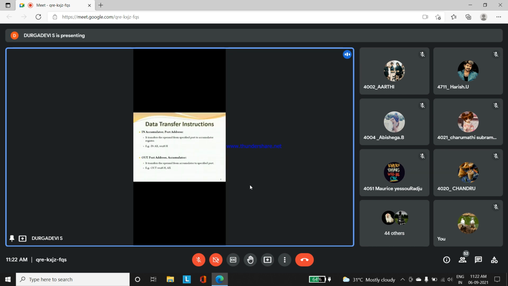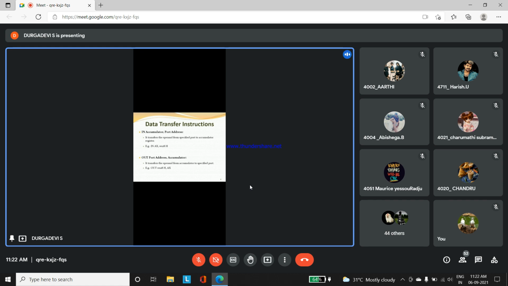Okay. And the IN and OUT instructions are there. We are going to use these instructions for transferring data from an input device to the processor and from the processor to an output device. See here an example: IN AX, 0028. What is 0028? It is not data. It is the input port address.